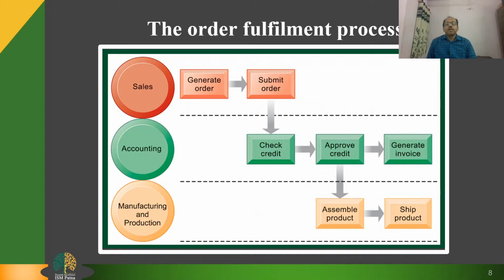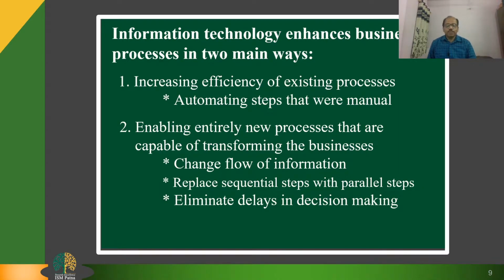Now we take an example of the order fulfillment process. Each rectangle here represents one part of the larger business process of order fulfillment. Here it is important to notice that this business process spans several different functional areas of the business, from sales orders to accounting and to manufacturing. Important business processes typically span several different functional areas or divisions in a business.